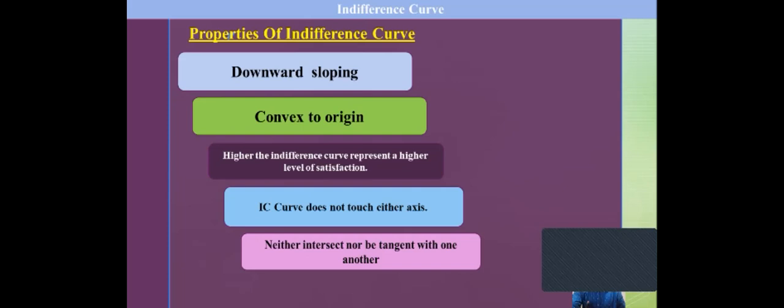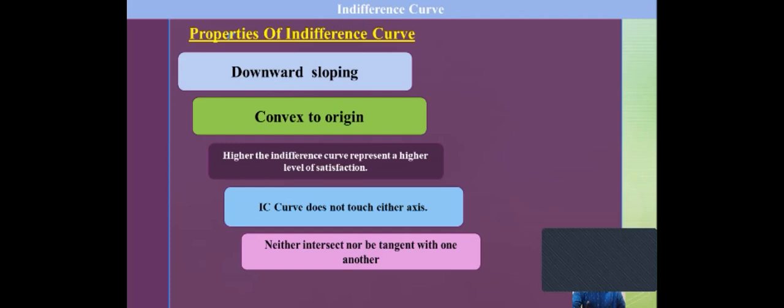ये कभी भी दोनों इंडिफरेंस कर्व, IC1 और IC2, कभी अपने आप को क्रॉस नहीं करेंगे. So that is, never intersect with each other, neither ये टेंजेंट हो पाएंगे विद वन अनदर. So these are the important properties of indifference curve.